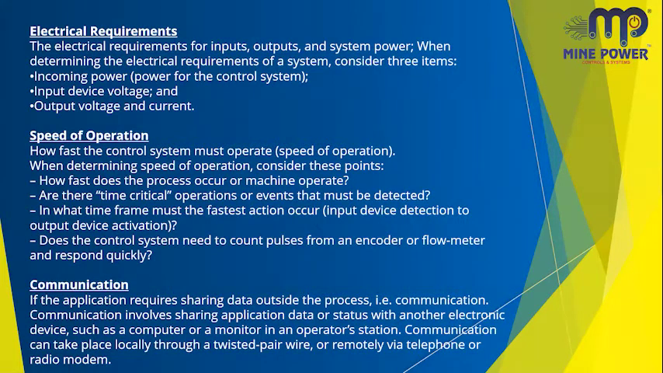And speed of operation. The control system must consider speed of operation. When determining speed of operation, consider these points. We have 4 points. How fast does the process occur or the machine operate? Time critical operation, and in what time frame must the fastest action occur, and output device activation. And the pulses are the most important. The encoder and flow meter respond quickly. These things are based upon the PLC input and output selection.